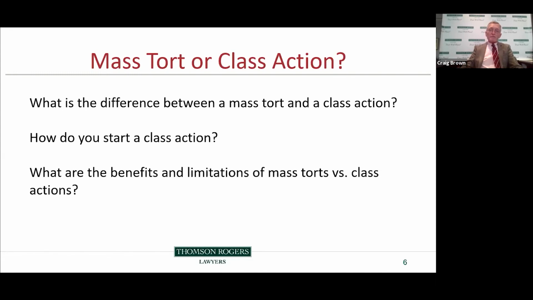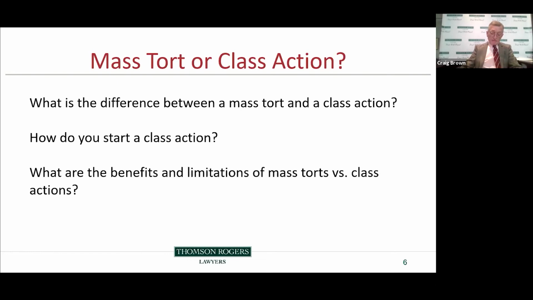And why was that important? Because the representative plaintiff manages the case for the class and takes responsibility for costs. So the people in the class do not bear any risk of adverse costs or bad consequences. There's only an upside for the people in the class.